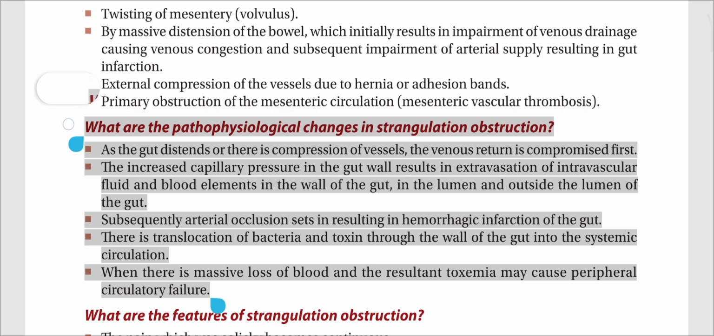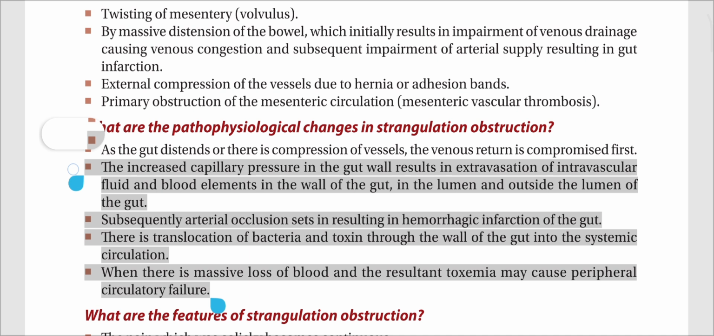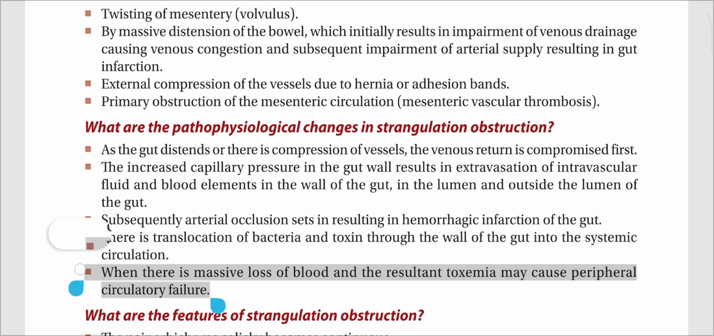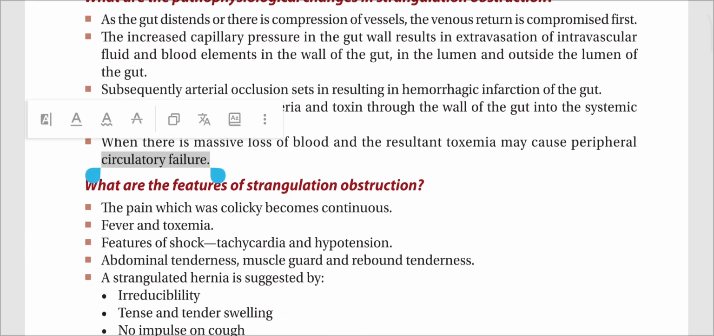What are the pathophysiological changes in strangulation obstruction? As the gut distends or there is compression of vessels, the venous return is compromised first. The increased capillary pressure in the gut wall results in extravasation of intravascular fluid and blood elements in the wall of the gut, in the lumen and outside the lumen of the gut. Subsequently, arterial occlusion sets in, resulting in hemorrhagic infarction of the gut. There is translocation of bacteria and toxin through the wall of the gut into the systemic circulation. When there is massive loss of blood, the resultant toxemia may cause peripheral circulatory failure.